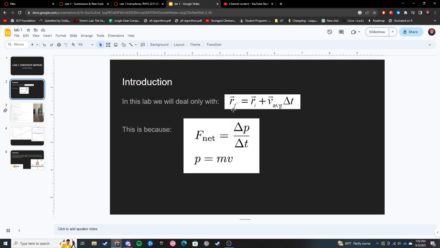So in this lab, we're only dealing with the position update formula. That is because, like I said, the outside force is 0, and for this same reason, v average, or the average velocity, is always constant. So the only thing we really need to worry about is what the change in time was and initial position. And for our case, we picked the initial position, so that's going to be 0, making everything very easy.